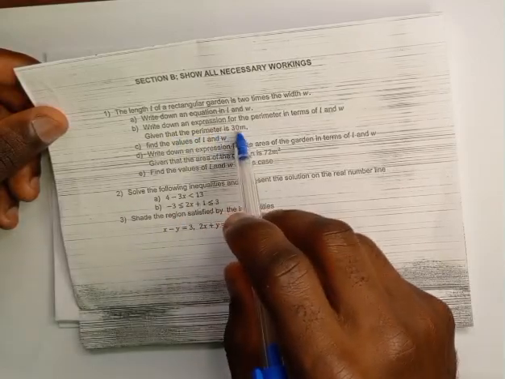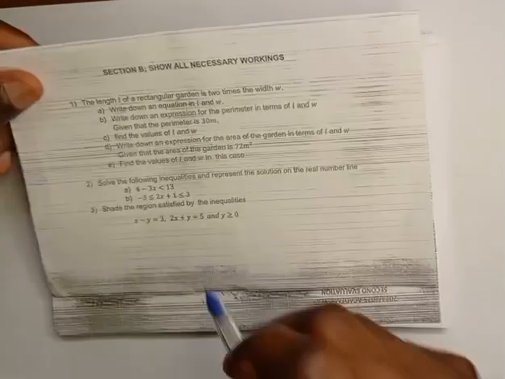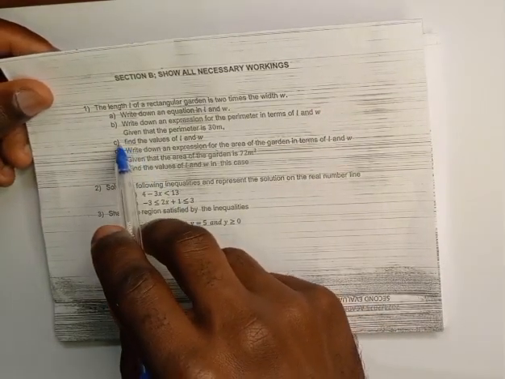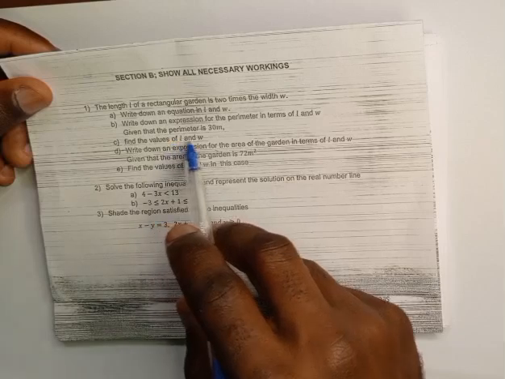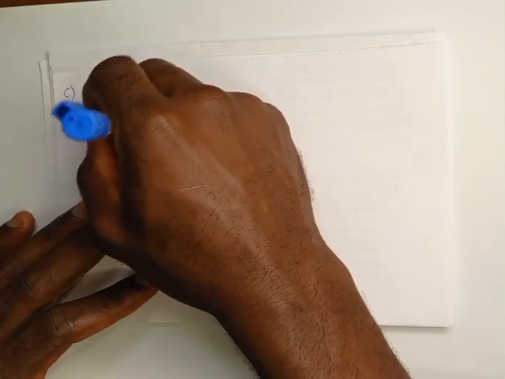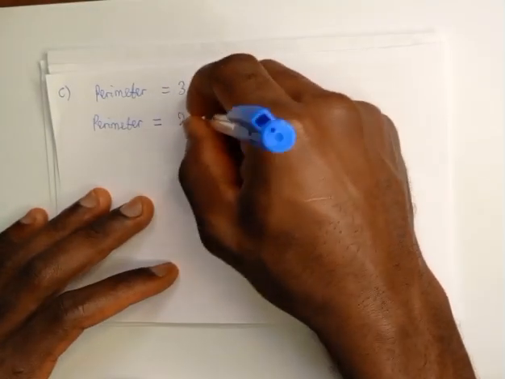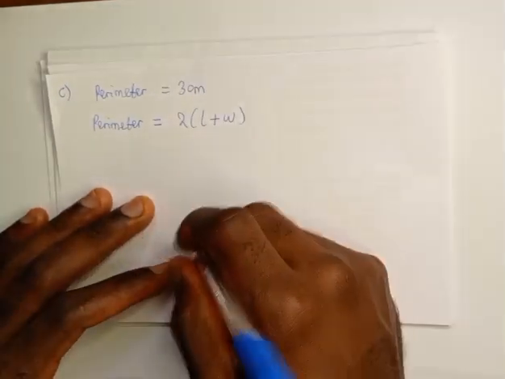We go now to question C. Given that the perimeter is 30 meters, the distance round the garden, question C is asking us to find the values of L and W. From question B, we know the perimeter is equal to 2 times the length plus the width.